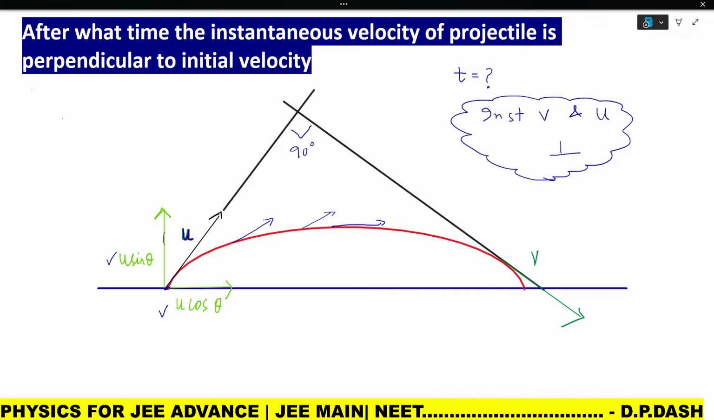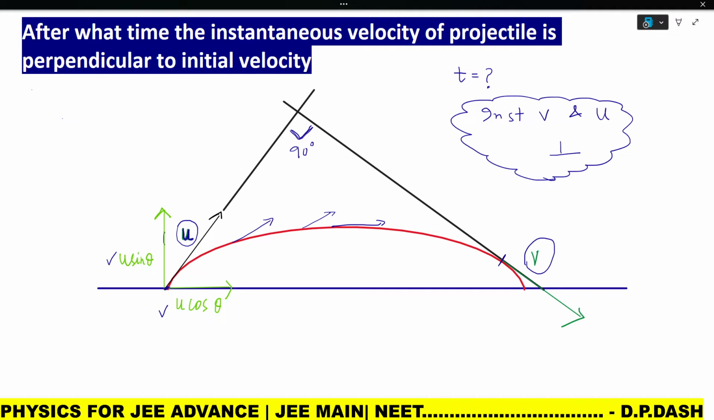Here you can clearly see that I have made this figure where we have initial velocity u, and after some time the instantaneous velocity is v, and if you extend the line of motion here, you can see that they make 90 degrees to each other. So how much time will it take to make 90 degrees, let us see.